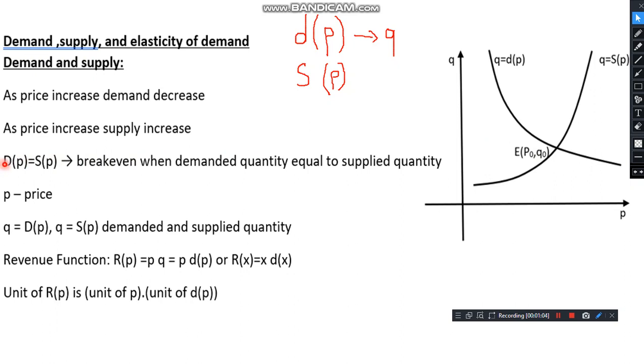And if demand of products is equal to supplied product, we say break even. So break even is when demanded quantity equals supplied quantity. Here P is the price and D is the quantity. The revenue is the price times the quantity, so it is the price times demand, because here the quantity is given as a function of demand, denoted by D of x. X here means the price. The unit of the revenue R is the unit of x times the unit of demanded quantity.